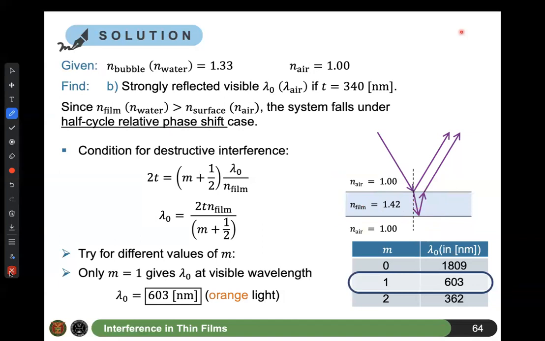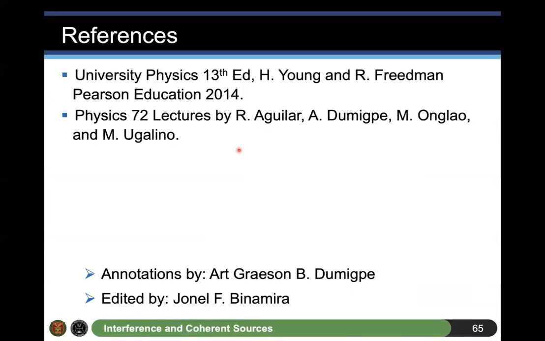So, yun lang po for your interference. Here we have discussed the interference in coherent sources, double slits, and thin films. So, that will be our last lecture for optics and for Physics 72.